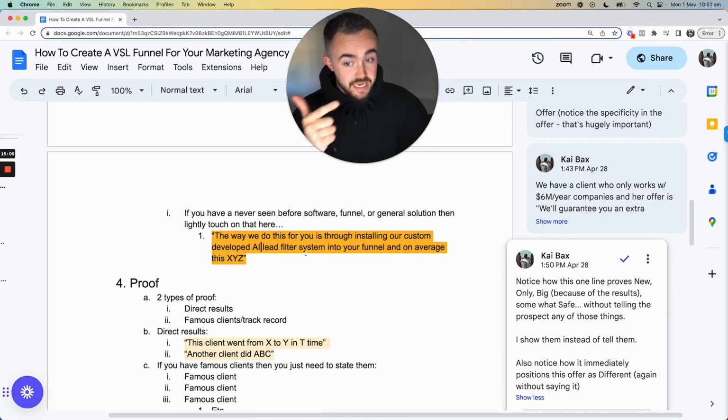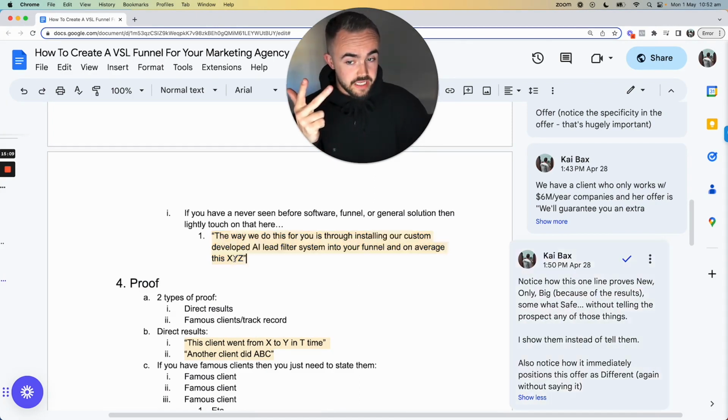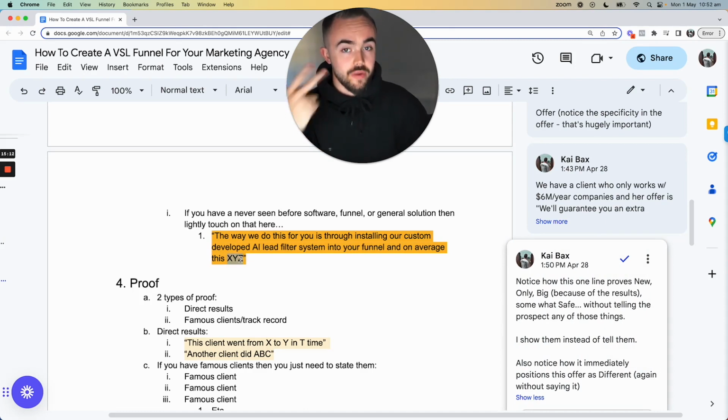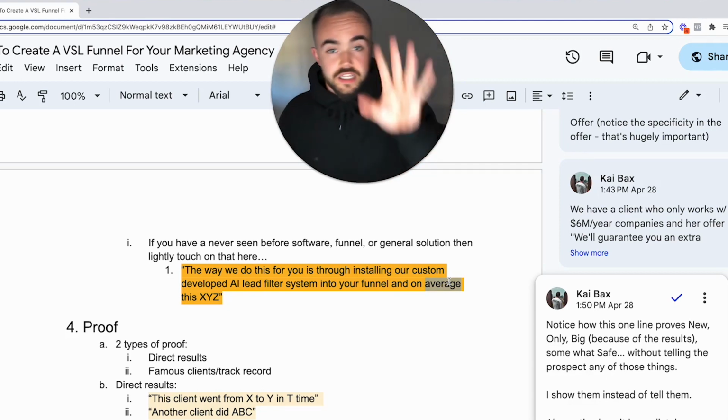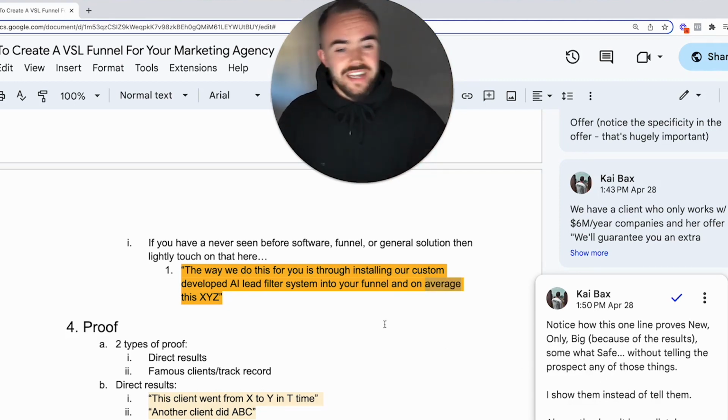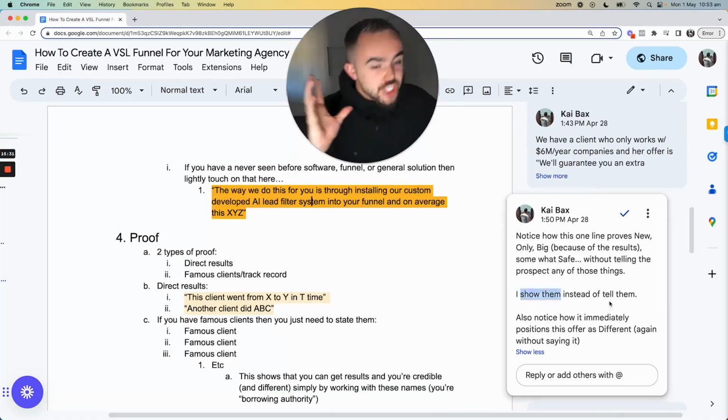I imply that it's big, okay? And because of this bit here, whereas I've not actually written it, but if I was to go into, on average, this generates XYZ result, I'm implying it's big, and I'm implying it's safe as well because of the results that it's got, because this is an average. So it's like consistently, this gets this result, and anything that's predictable is also seen as safe. And it's obviously the only one because it's new as well, right? I show them instead of tell them.